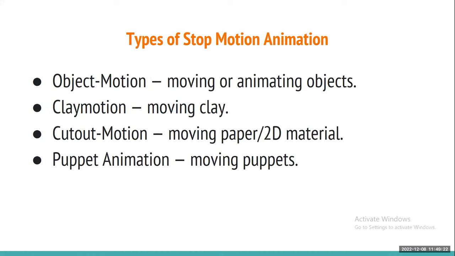So what are the different types of stop motion animation? Here you can see there are four types. First is object motion, where we can use any object to create our stop motion animation. Second is clay motion, when we use clay to create some object or some puppet. Third is cutout motion, when we use paper cutouts to create an animation. And last is puppet animation, when we use any puppet or toy to create animation.